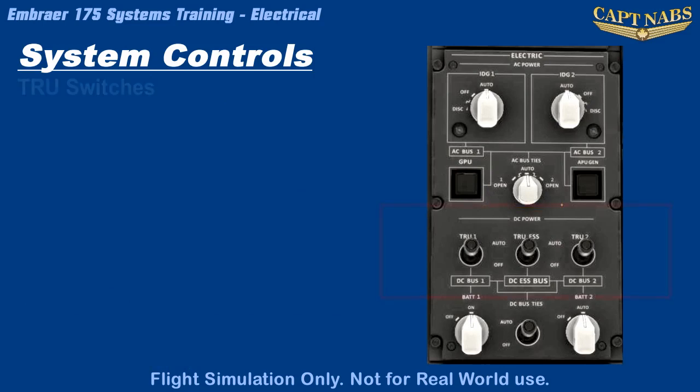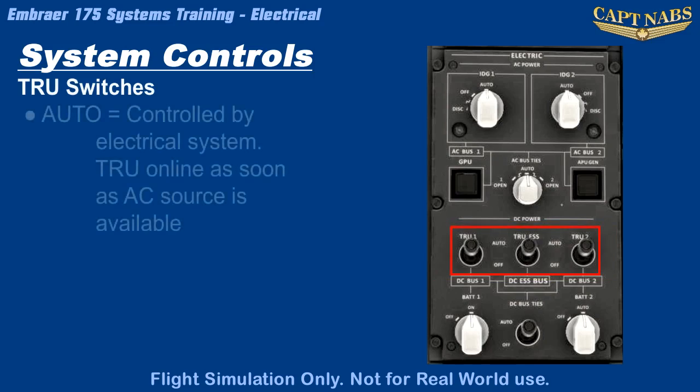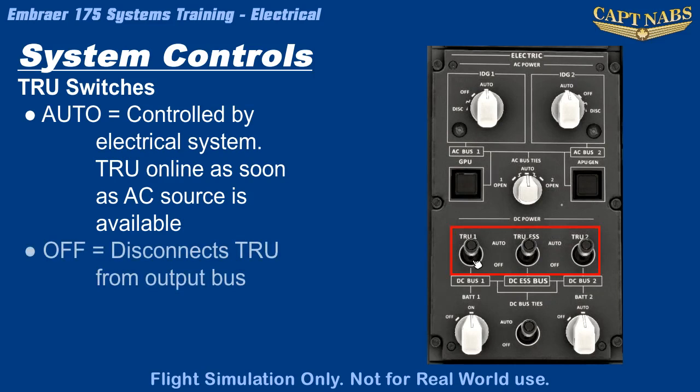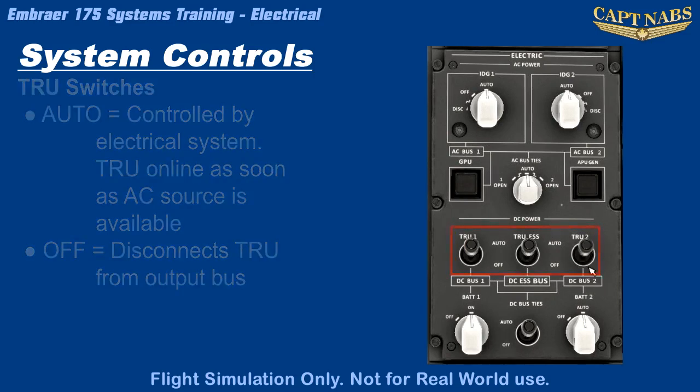Next on the electrical panel are the TRU control switches. Again, in the auto position, these are controlled automatically by the electrical system and will come online as soon as their source AC bus is providing power. The off position allows each TRU to be disconnected from the output DC bus in case of TRU malfunction or to help isolate system faults.